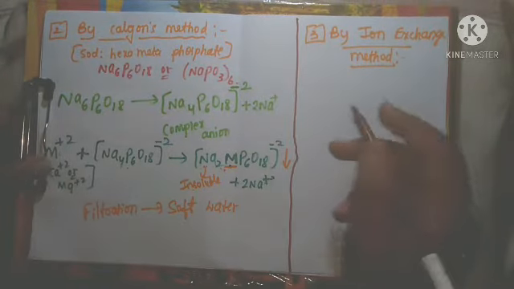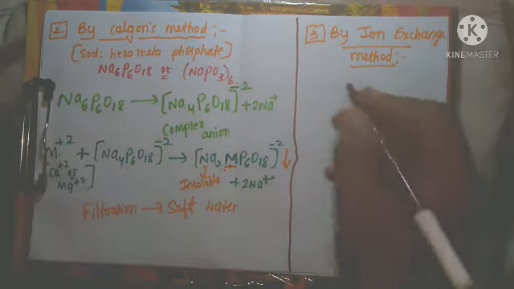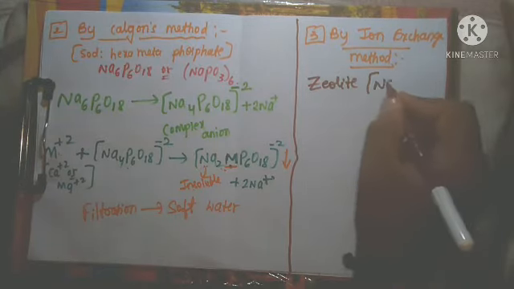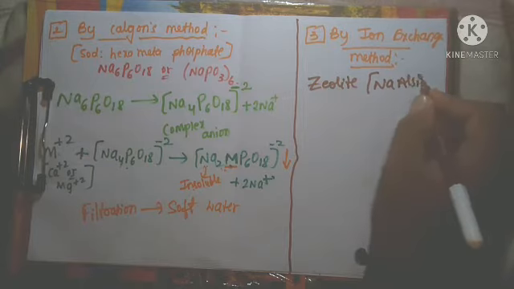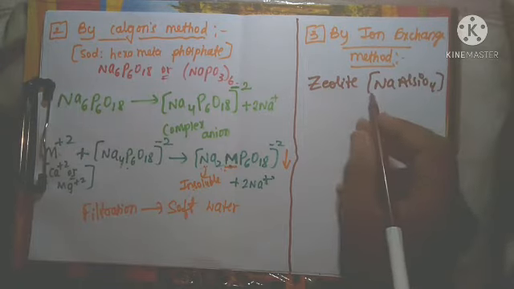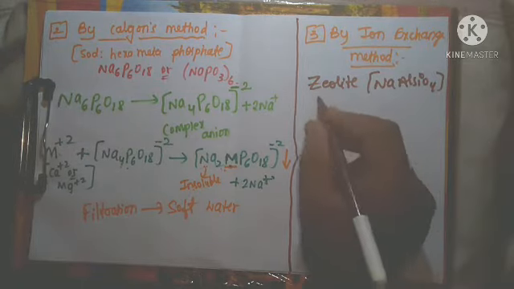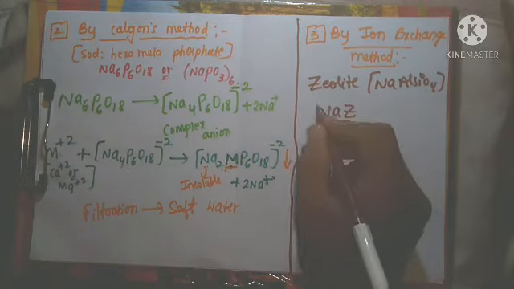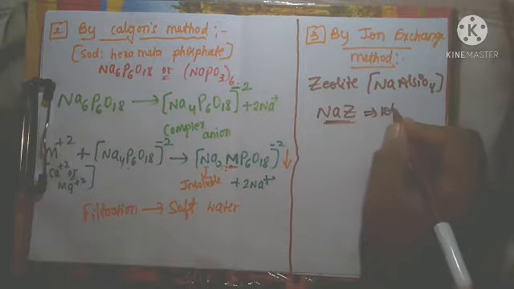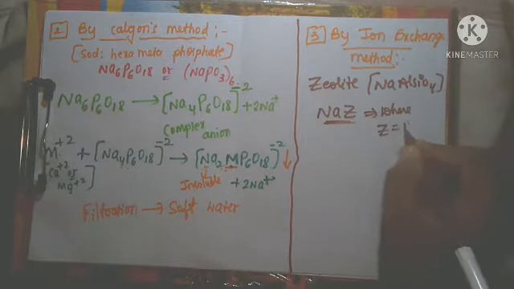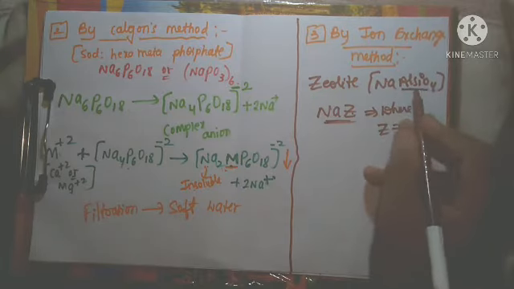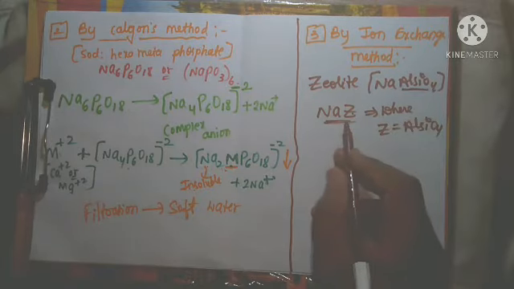I will write the reaction here. It will give more clarity for you. Here we are using zeolite. What is the formula? Sodium aluminium silicate. Now I don't want to write the full formula once again, therefore I will write NaZ here. In place of zeolite, I am writing NaZ, where Z is aluminium silicate. Clear? Z means AlSiO4. In place of AlSiO4, I am writing Z.